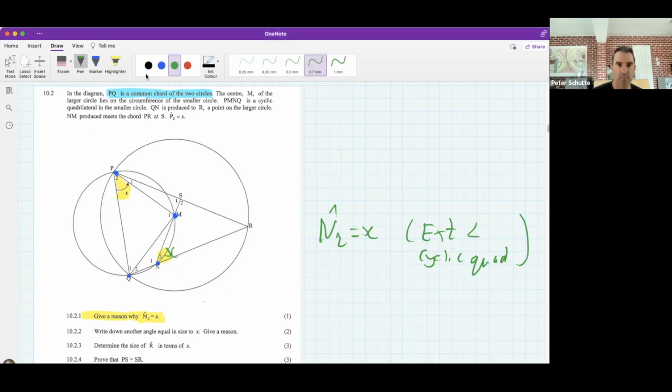Write down another angle equal to the size of X and give a reason. And this is where I'd love you to put it in the chat or to raise your hand. Find me another angle equal to X. There are some comments already flying in the chats. I want to see reasons. We have a hand from Romeo. Romeo, go ahead. Unmute Romeo and then tell me what you think.